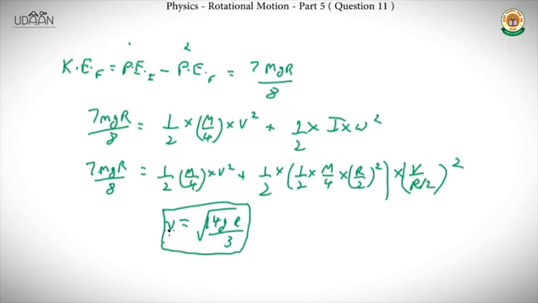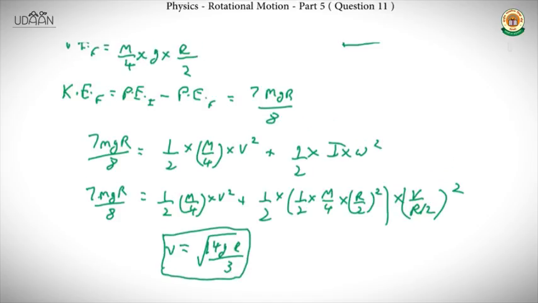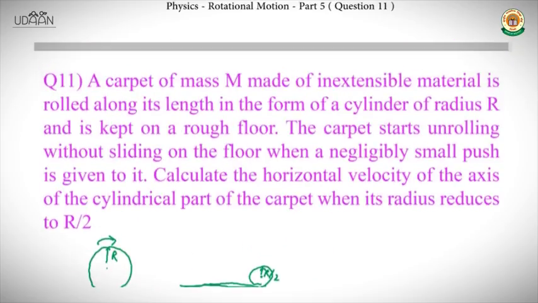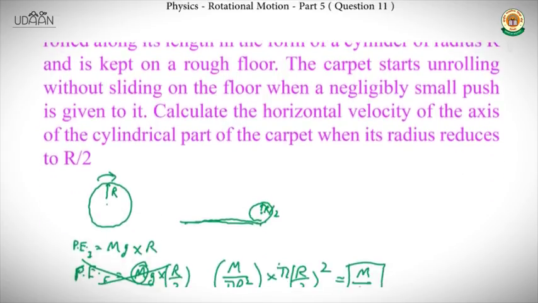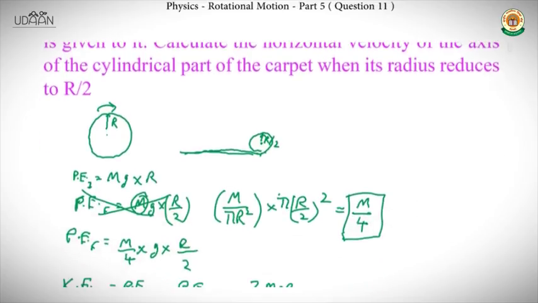So in this question, we started with very few given variables and we saw the combination of translational and rotational motion. The important point to note in this question is the mass distribution per unit area. Because the mass is variable, the mass is changing, you need to be careful, and we assumed the mass per unit area to be constant for the carpet. That is question number 11.